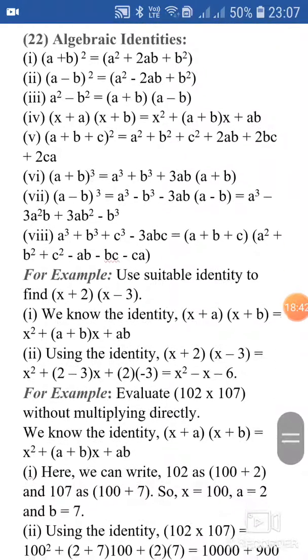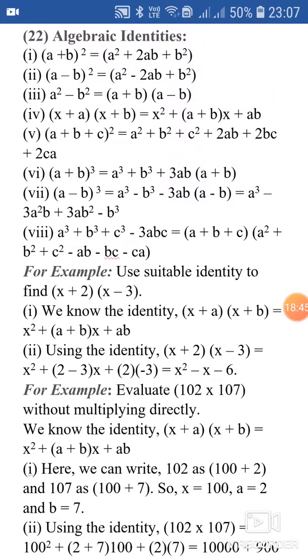Now the last one is your identities. You have all discussed your identities. The first 4 identities we have already done: a plus b whole square, a minus b whole square, a square minus b square, and x plus a into x plus b. So that you have already discussed and revised thoroughly.